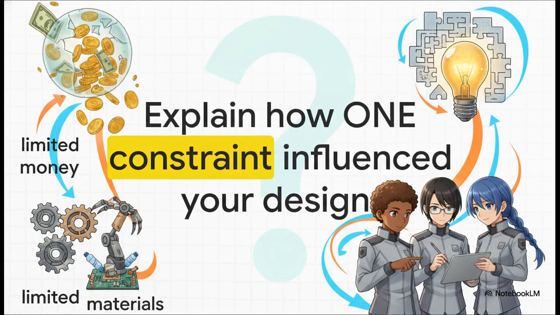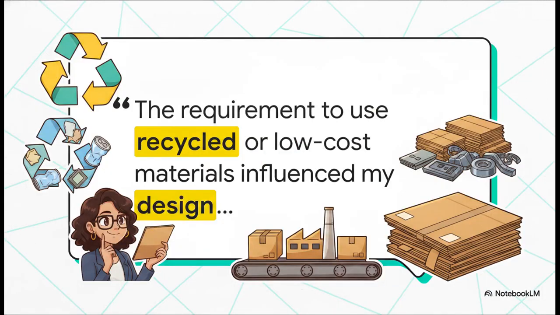Now for question 5.3, another cadet challenge. You see, engineers have to explain the why behind their choices. How does a constraint actually change what you build? Take a second to really think about how limited money or materials might force you to make a smart design decision. Here is a perfect model answer that'll earn you full marks.